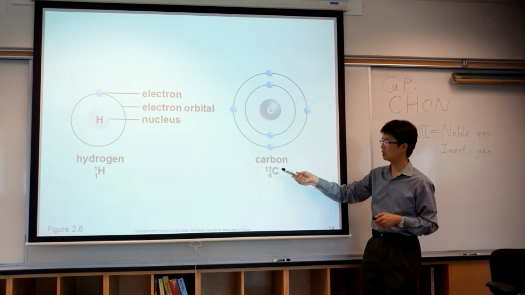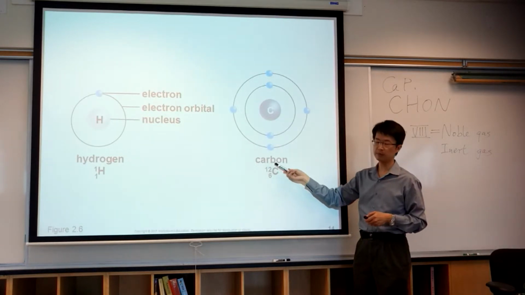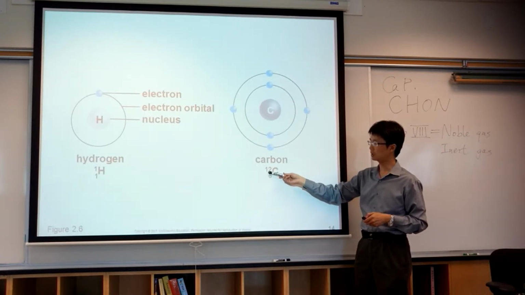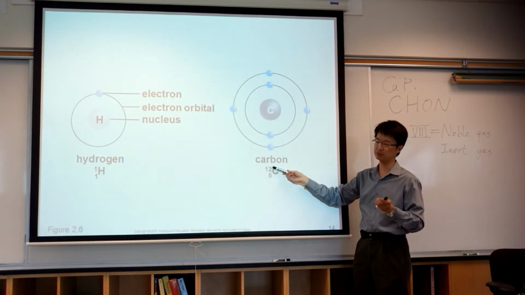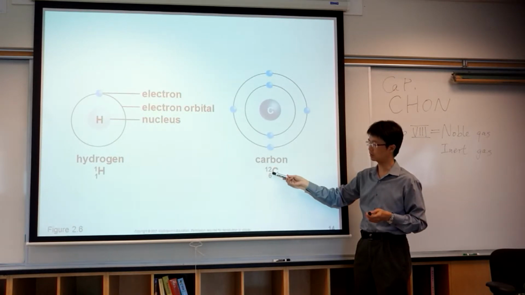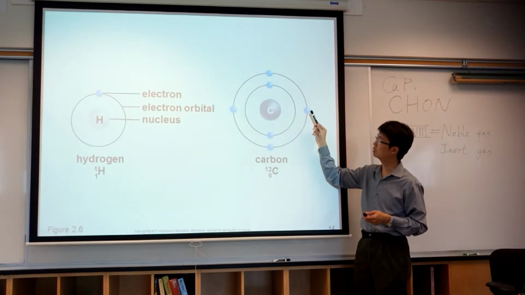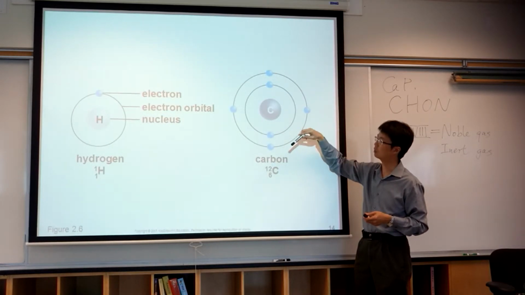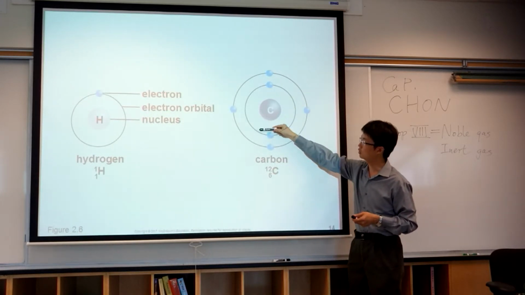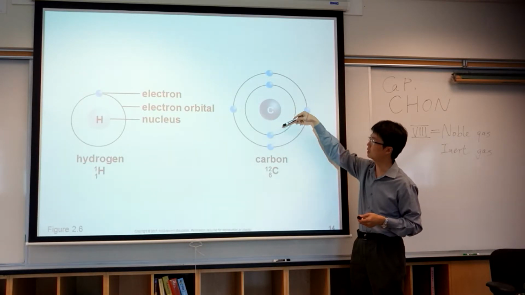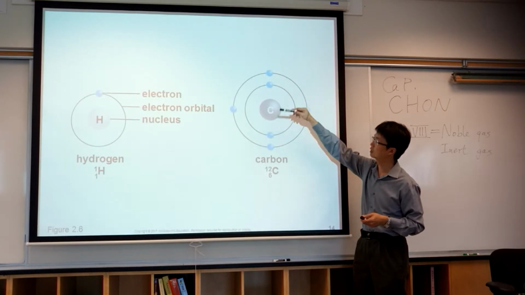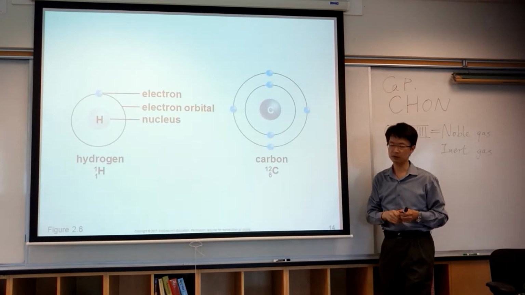For carbon, the mass number is 12. That means it has 6 protons and 6 neutrons in the nucleus. Because you have 6 protons, you also need to have 6 electrons to balance the positive charge. So the first electron shell, or the first orbit, you have 2 electrons. Second orbit, you have 4 electrons.